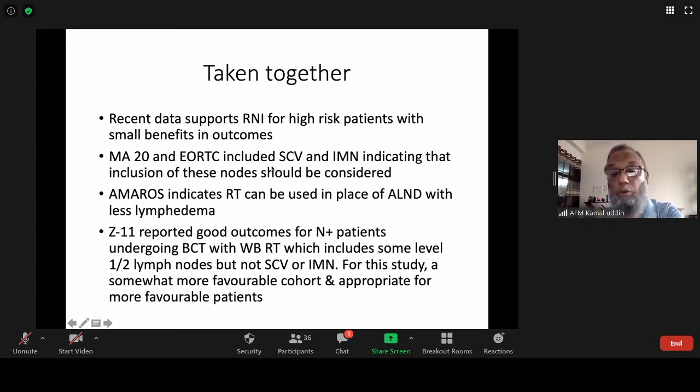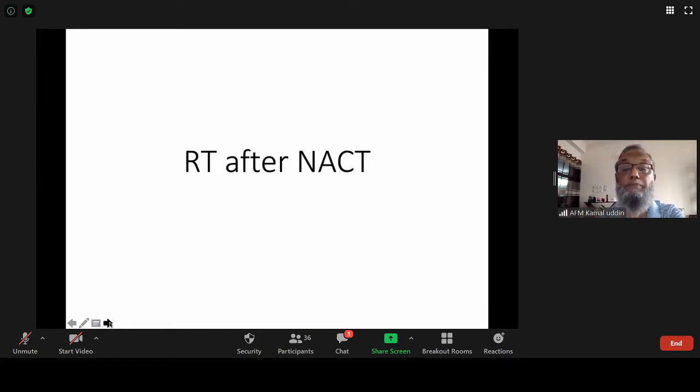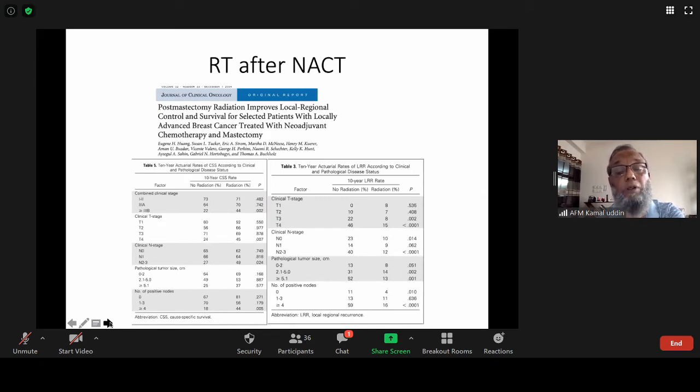MA.20 EORTC included supraclav and IM node, indicating the inclusion of these nodes should be considered in indicated cases. AMAROS indicated RT can be used in place of axillary lymph node dissection with less lymphedema. Z11 is a positive trial with some caveats. So what about radiotherapy after NACT?